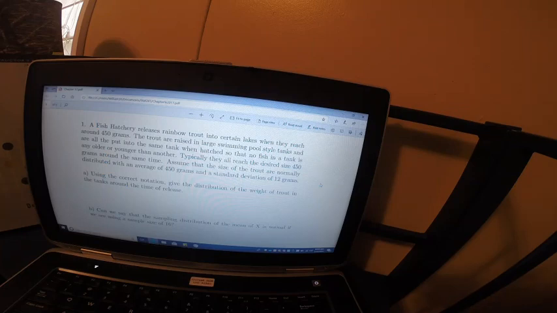Alright, first example. A fish hatchery releases rainbow trout in certain lakes when they reach around 450 grams. The trout are raised in large swimming pool style tanks and are all put into the same tank when hatched, so that no fish in a tank is any older or younger than another. Typically, they all reach the desired size, 450 grams, around the same time. Assume that the size of the trout is normally distributed with an average of 450 grams and a standard deviation of 12 grams. Part A says, using the correct notation, give the distribution of the weight of the trout in the tanks around the time of its release.